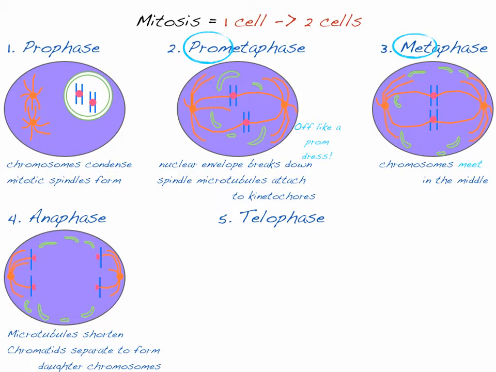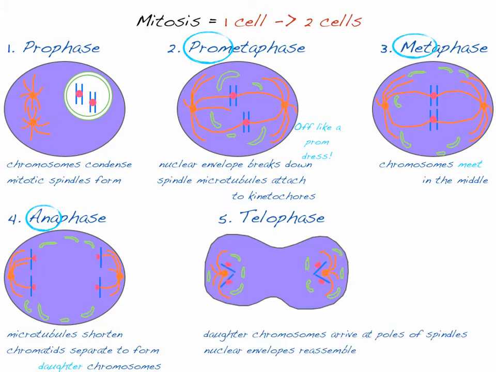And how I remember what happens in this phase is Anna, the first three letters of anaphase, and daughter chromosomes. I think Anna is the name of the daughter chromosomes that are forming. And then we transition into the final phase of mitosis, which is telophase.